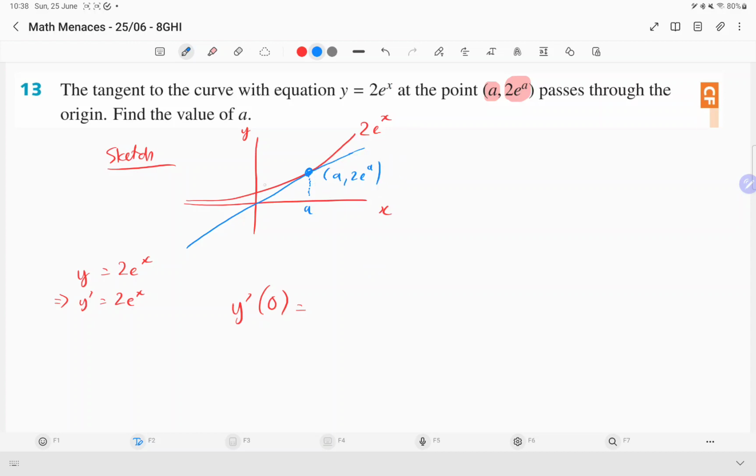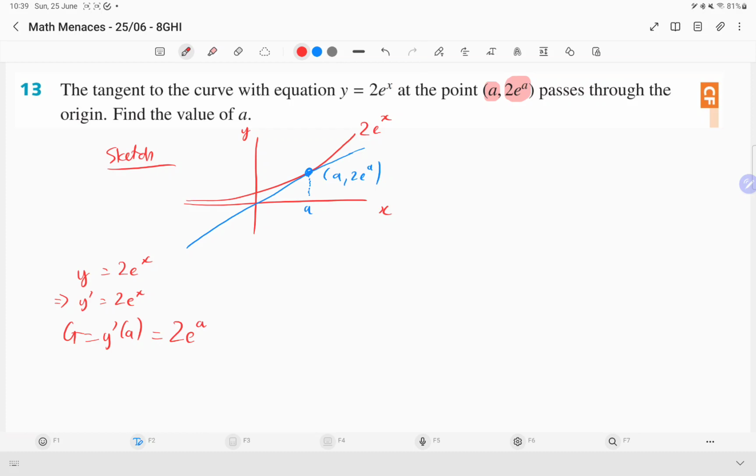Yeah, so now it's not the graph that goes through the point (0, 0), it's the tangent. Yes, you substitute a for x, so the gradient, right? So okay, let's say the gradient would be y dash of a, right? And that would be 2e power a. Okay, so what now? How do we find a, knowing that it passes through the origin? So what's the condition so that the tangent will pass through the origin? What do you mean, what's the condition? Okay.